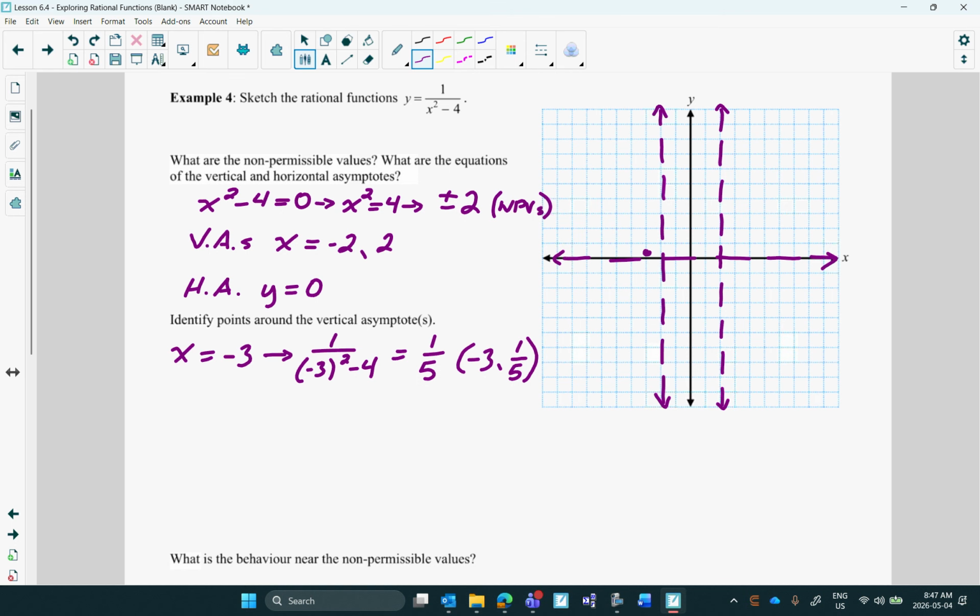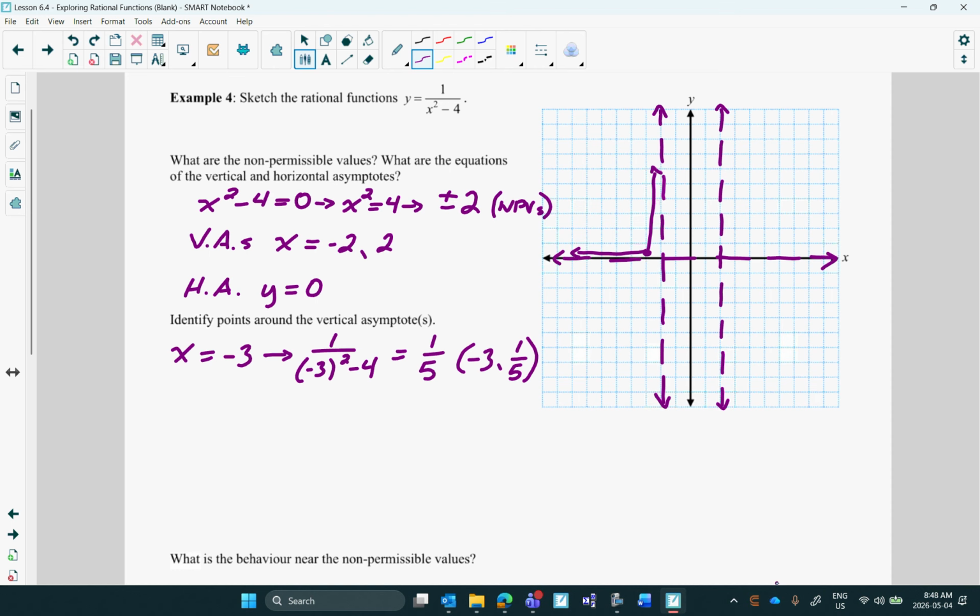Now, if you remember, my graph has to go along here and go along here. Well, if the point is here, the graph must look like this. So that's what the graph of this whole function looks like on the left side.